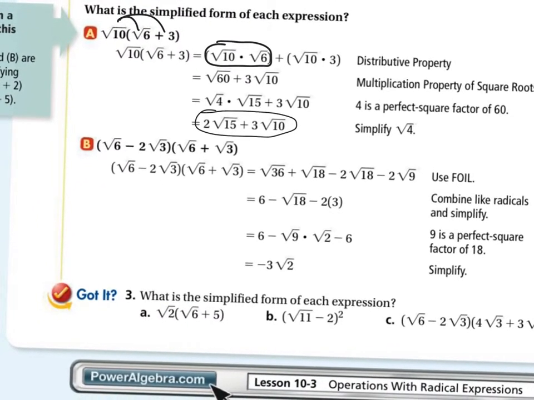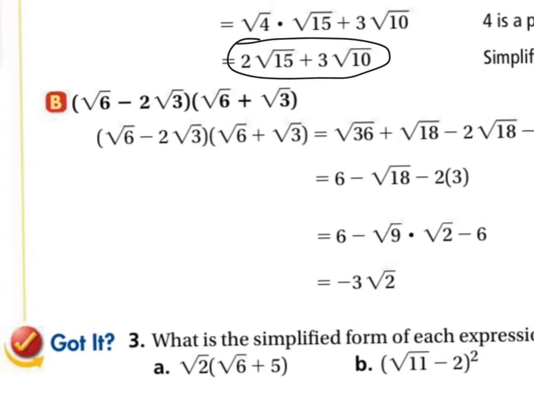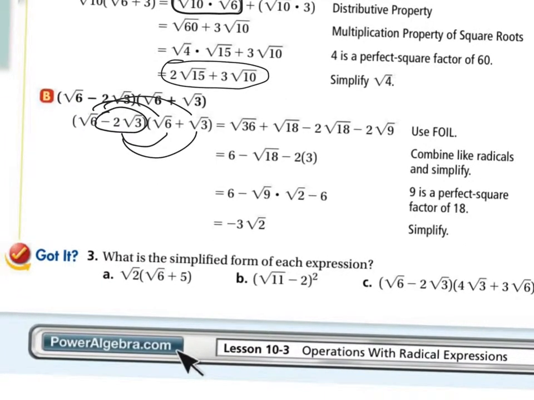Part B is a little bit more of a job just because we have to FOIL that out. We have to distribute both of these. When you do that, make sure you think of this as -2 times the square root of 3. And then what's going to happen here is you're going to have some middle terms that you can combine. So that'd be like -1 square root of 18. You don't have to put the 1 there.